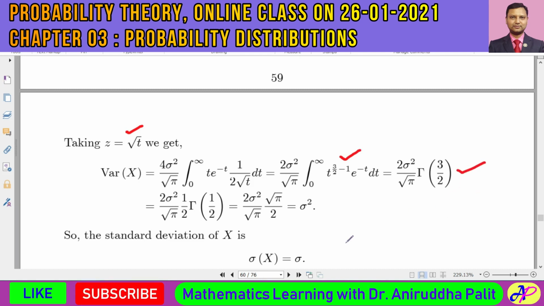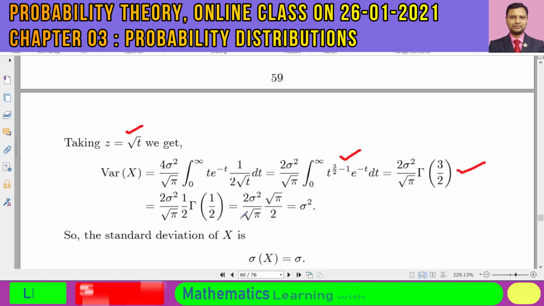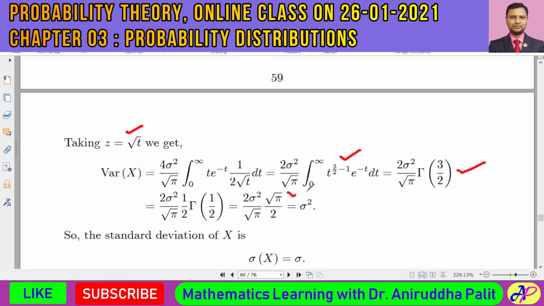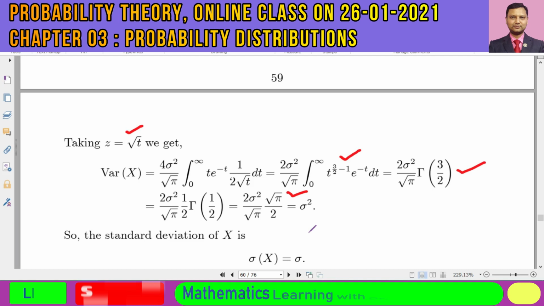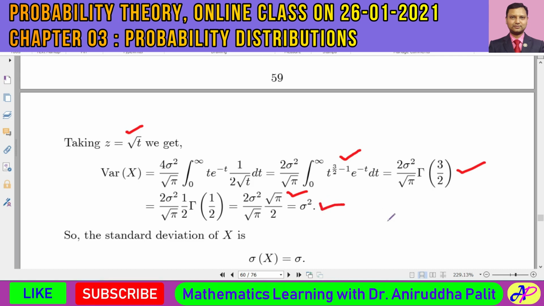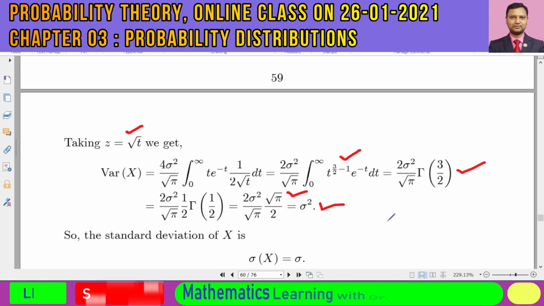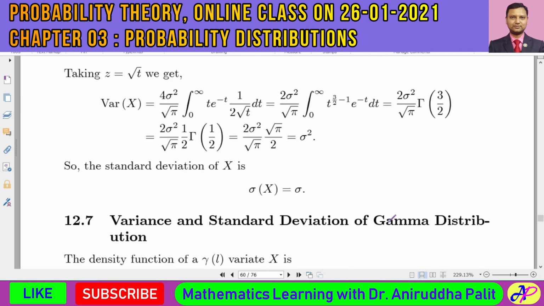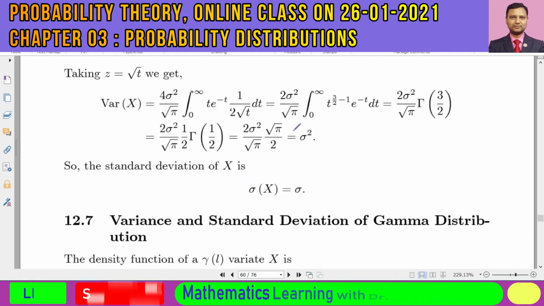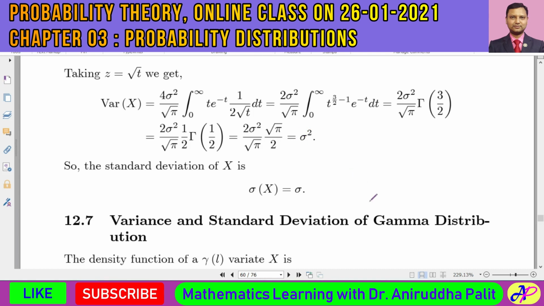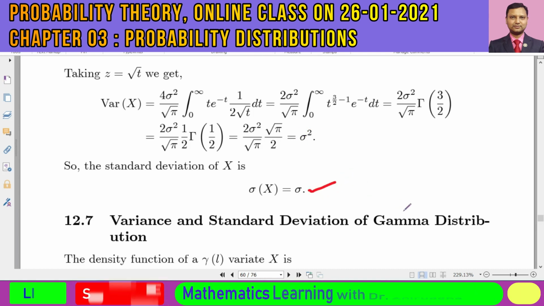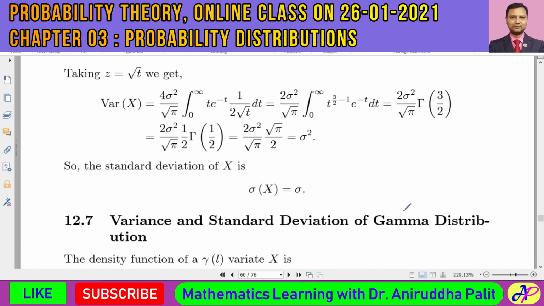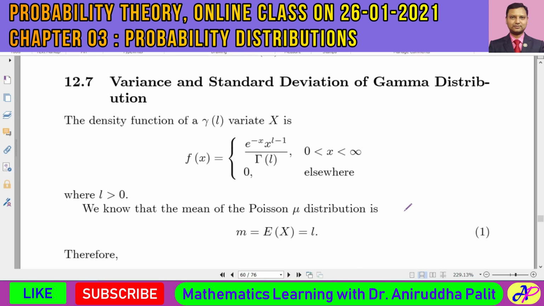Then it is very good to see that the total integral is now converted into gamma function, gamma 3 by 2. And we know gamma 3 by 2 is equal to half gamma half. And what is gamma half? Gamma half is equal to root of pi. So this root of pi will get cancelled, and ultimately we will get that variance of x is equal to sigma square. So over here the standard deviation would be the positive square root of this quantity, that is actually simply sigma. So standard deviation for normal distribution is sigma. Sigma has the interpretation that it represents the standard deviation of the normal distribution.